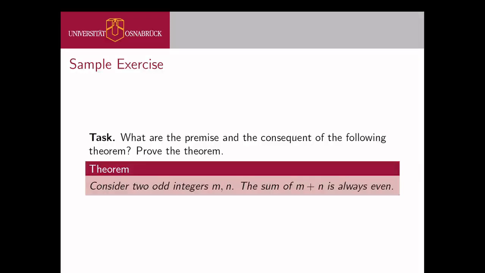The first one, you are given the following theorem. Consider 2 integers m and n. Their sum is always even. What is the premise and what is the consequent of the theorem? And can you find a simple proof for the theorem? Now, it's best if you can just grab a piece of paper and a pen and try solving this by yourself. You may pause the video and take as much time as you need, and afterwards we'll go over a solution.